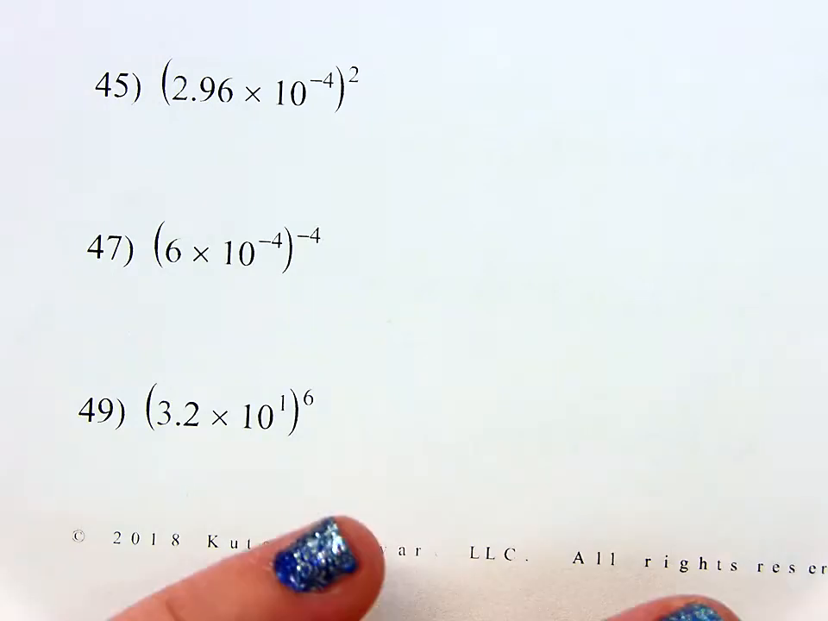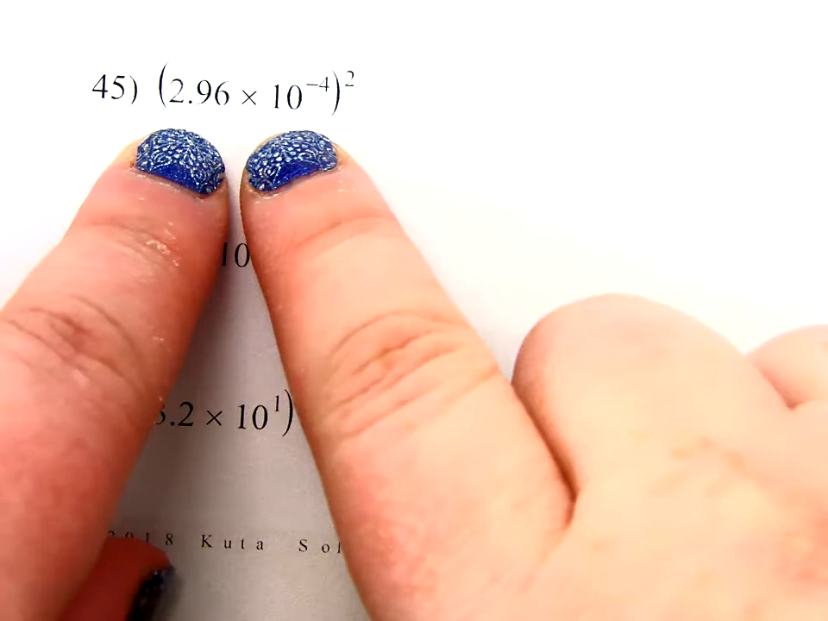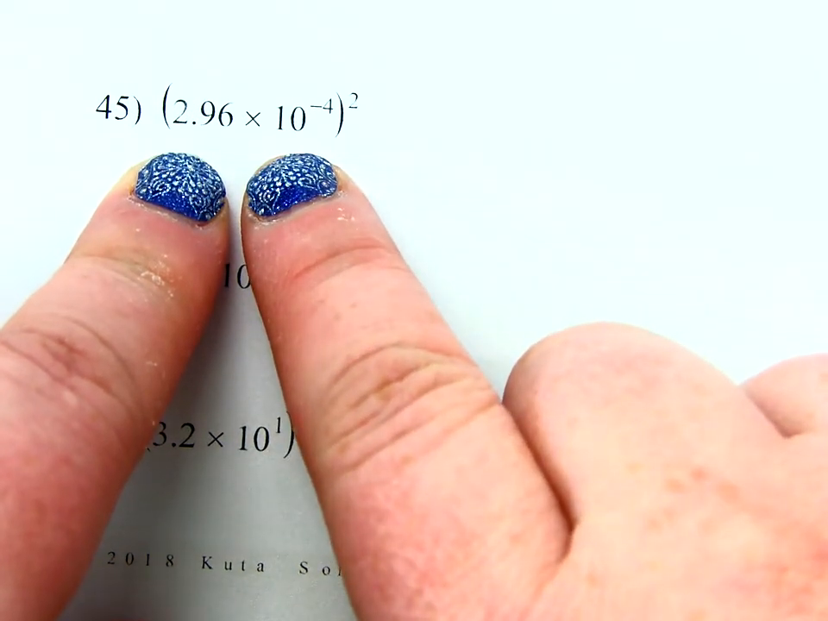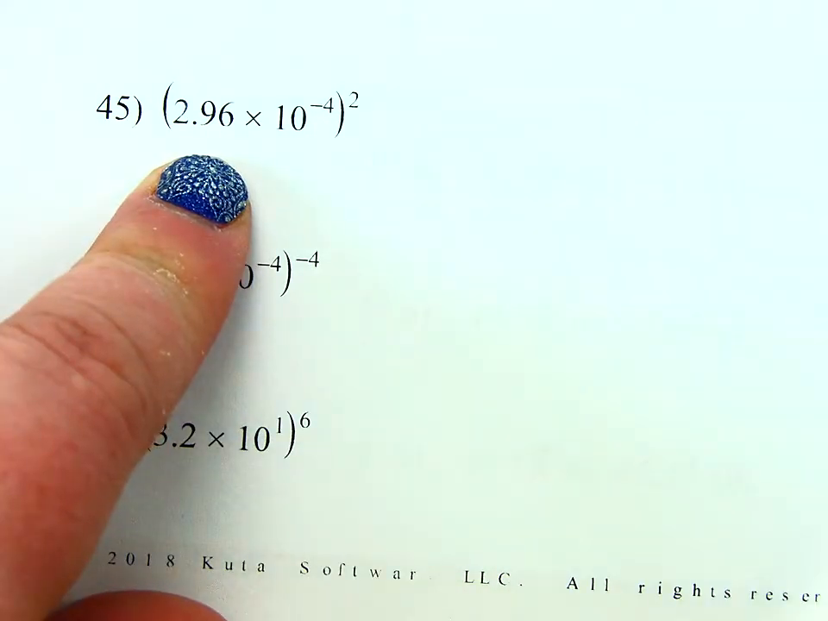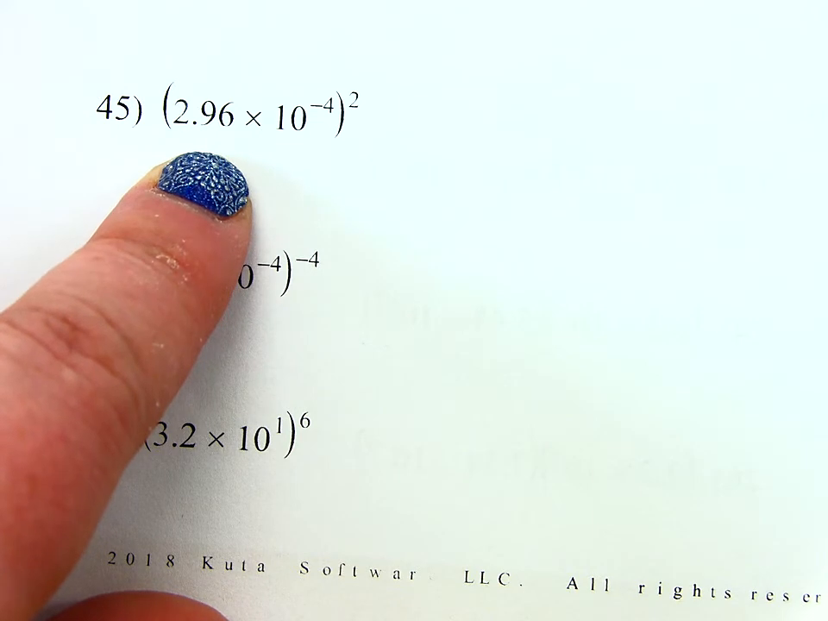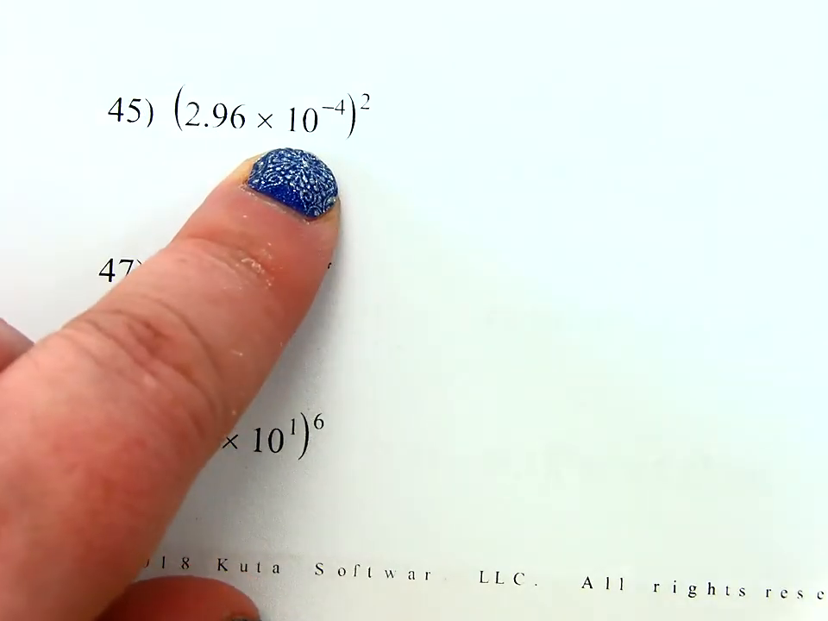Okay, so we're going to look at 45 together right now. I am taking this number and I'm going to square the whole thing. It's going to be close to 9, but do you want us to estimate or just exact? Well, let's see what it spits out. So I have to do 2.96 times 2.96, right? Because I have to square that number, and I'll also have to square the 10 to the negative fourth.